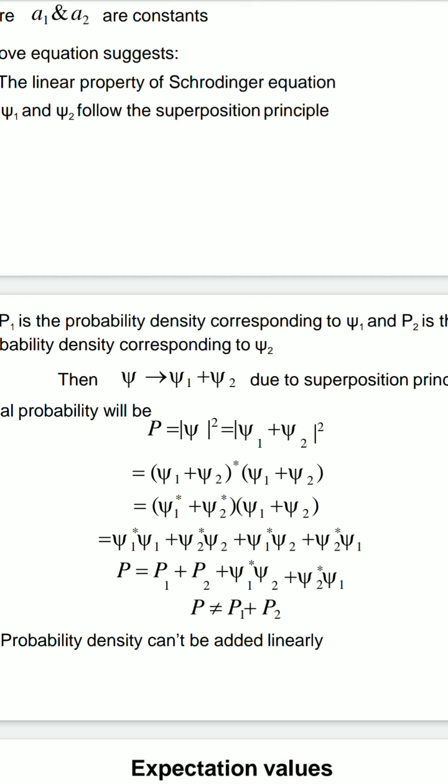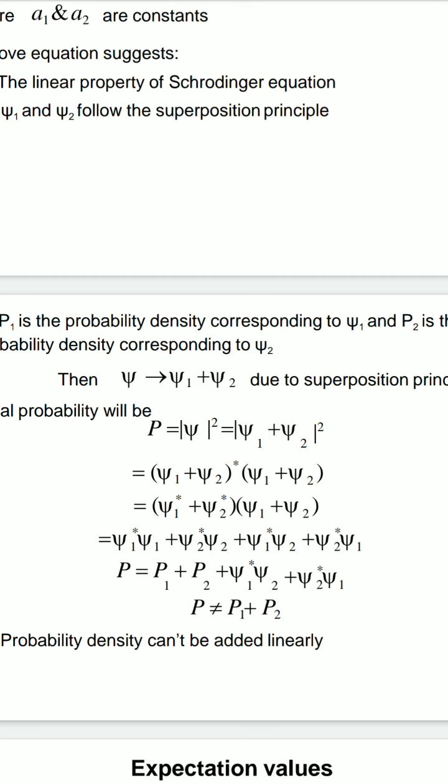So P is not equal to P1 plus P2. There are two other terms also. Two additional terms are there. So we cannot say that probability density is linear. It can be added linearly. Probability density we cannot add linearly.